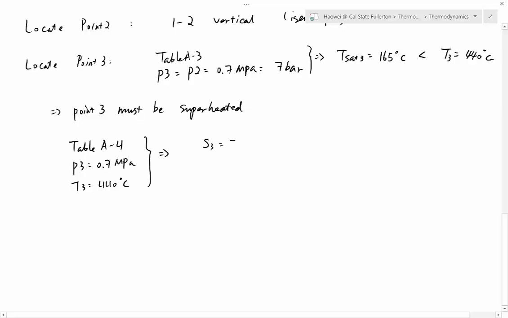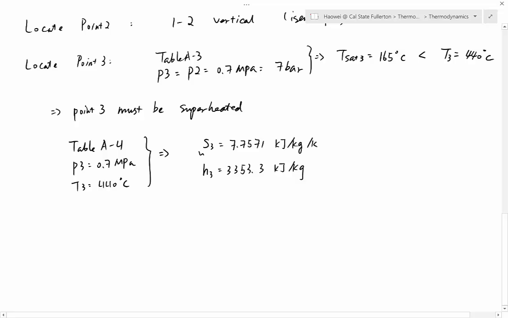S3 is 7.7571. And I also write down H3. H3 is 3353.3. Do not forget a unit.